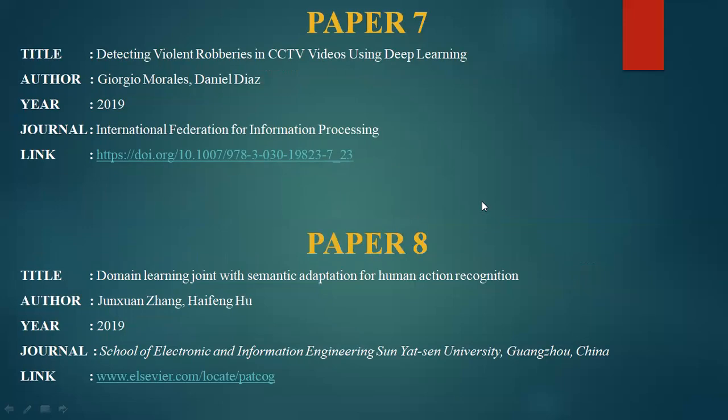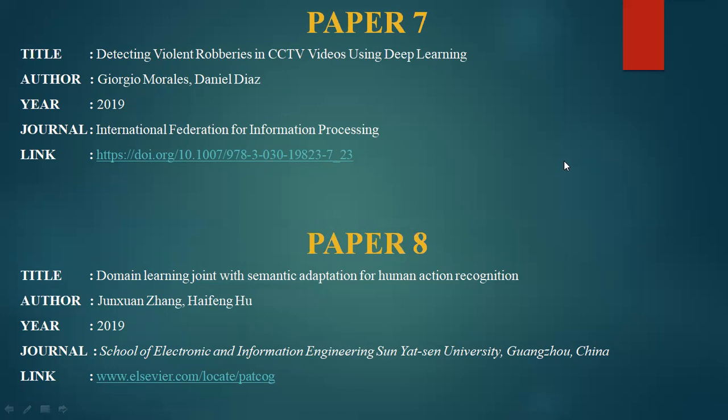I refer to paper 7. The title is Detecting Violent Robberies in CCTV Videos. The author name is Giorgio Morales Danier de Lodge. It was published in 2019 in the Journal of Visual Communication and Image Representation.